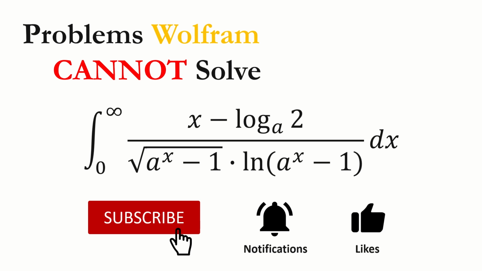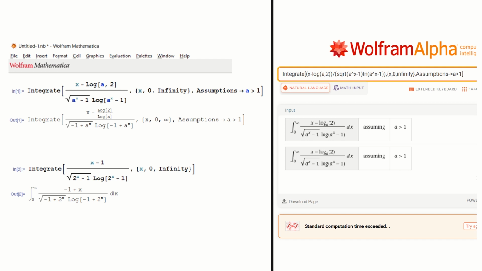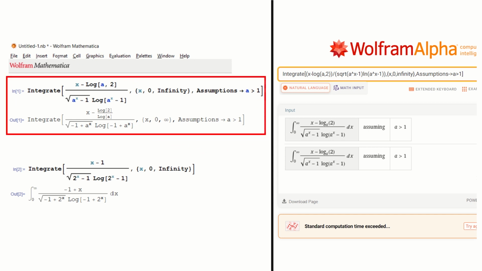Let's get started. Here is the output from the Wolfram. The left panel is from Wolfram Mathematica, and you can see that after we type in this integral, Mathematica couldn't solve it analytically. Even though we set a equals to some integer, for example here we set a equals to 2, Mathematica still cannot solve it analytically. The right panel is the output from Wolfram Alpha, and you can see it says the standard computation time exceeded. So Wolfram Alpha cannot solve it either.